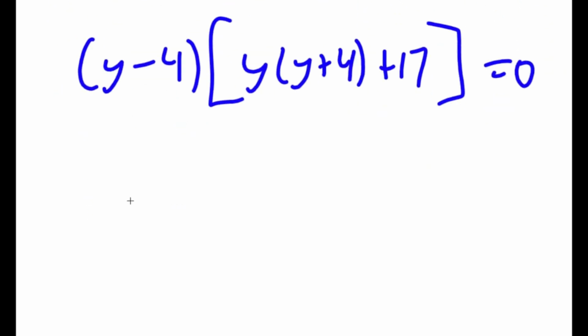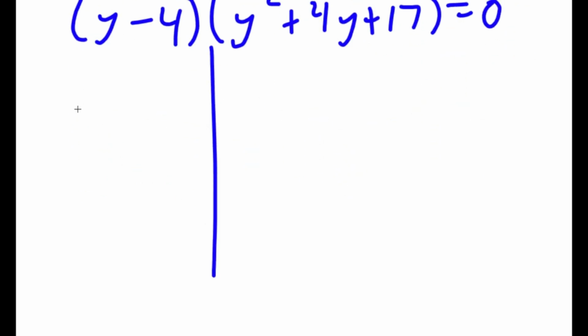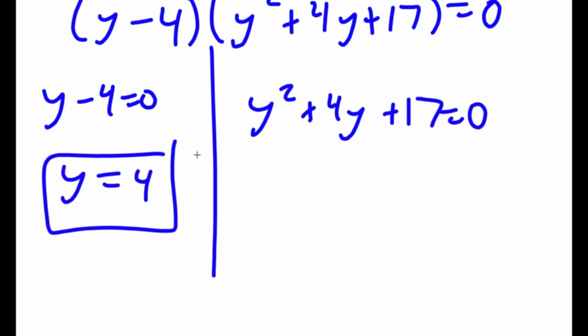This is equal to y minus 4 times y squared plus 4y plus 17 is equal to 0. So now this gives me two equations. I get y minus 4 is equal to 0, and y squared plus 4y plus 17 is equal to 0. So for y minus 4 equals 0, y is obviously equal to 4, so I get one solution. And from y squared plus 4y plus 17 equals 0, you have to use the quadratic formula to solve this.